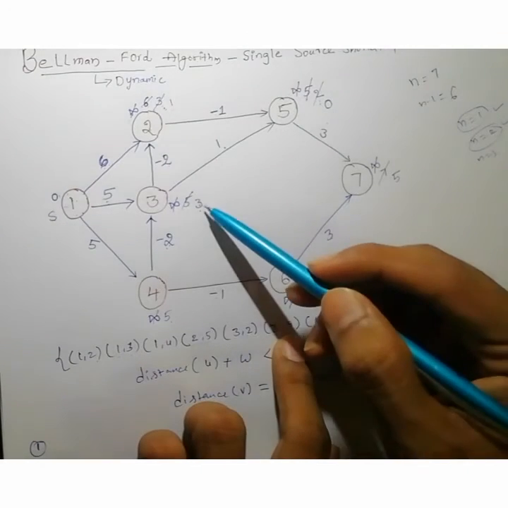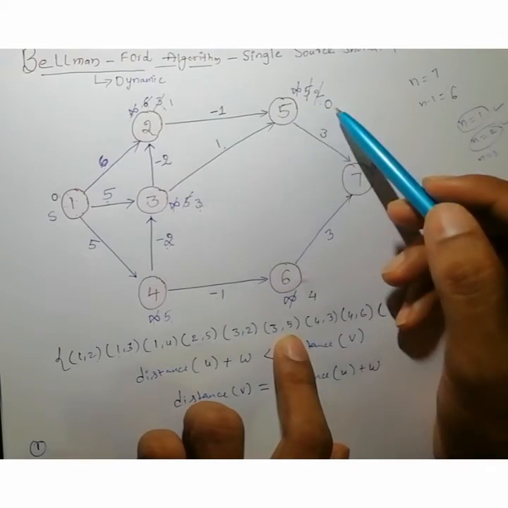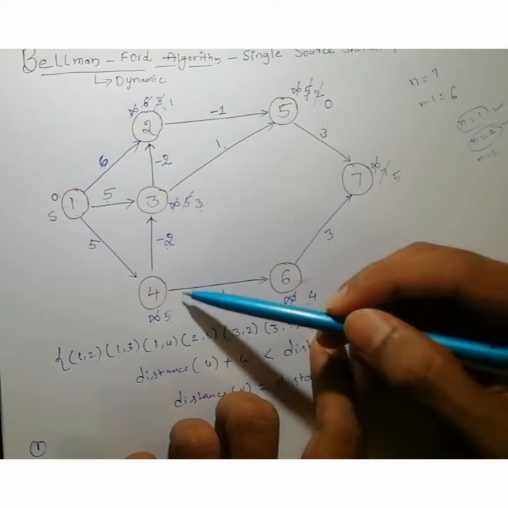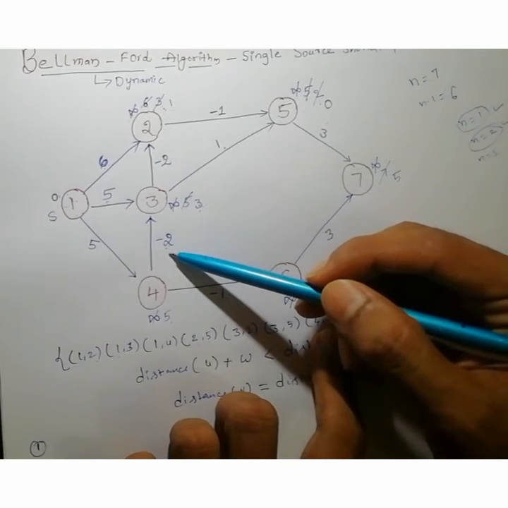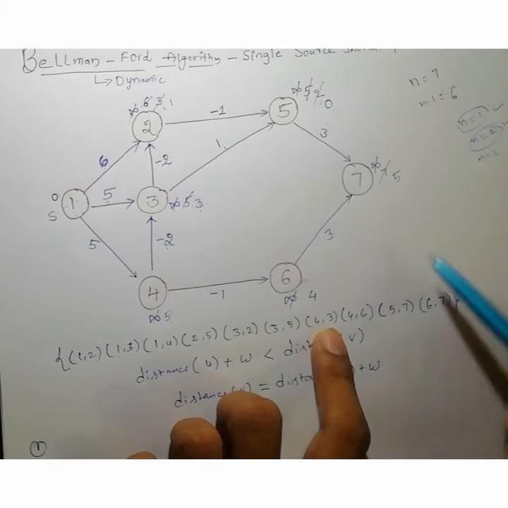Again from 3 to 5. 3 plus 1, 4. Is 4 less than 0? No. So still 5 distance will be 0. Again next edge 4 to 3. 5 minus 2, that is 3. Is 3 less than 3? No. So still third vertex distance will be 3.